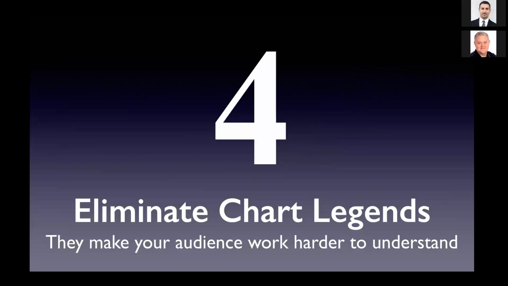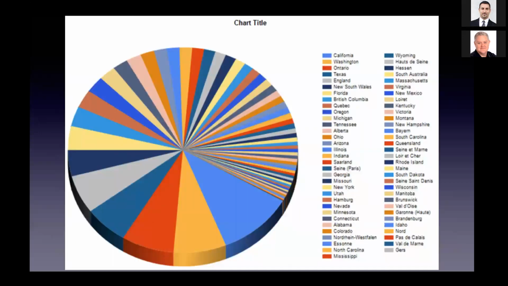The challenge is that when you have that chart legend on the side, and here's a really, really bad example, please don't ever design a chart like this, with the chart legend over to the right side of your chart, your audience is going to look back and forth and back and forth and back and forth, and it makes it much more difficult for your audience to actually understand what's going on in the data visualization design.